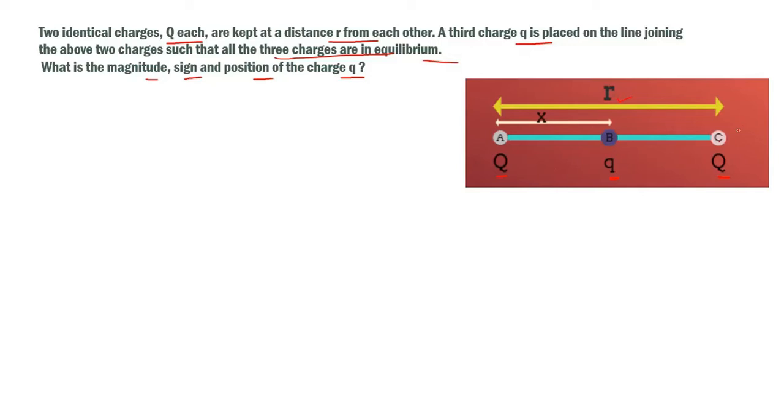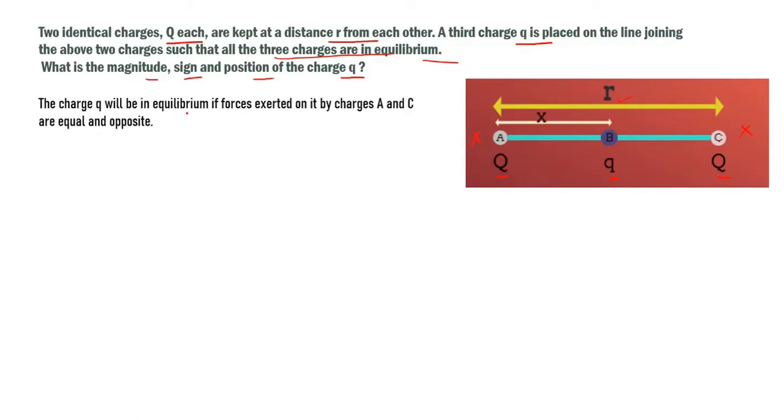If you place it either to the right side or to the left side, all three charges will never be in equilibrium. So in order to satisfy the given condition, if q is placed at a distance of x from A, then what condition will we have? The small q will be in equilibrium if the forces exerted on it by the charges at A and C are equal and opposite.